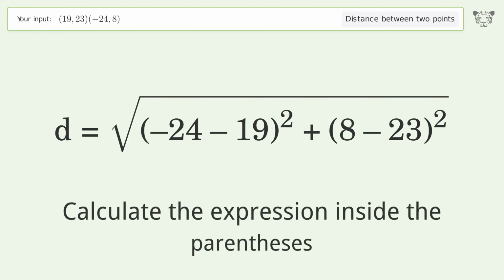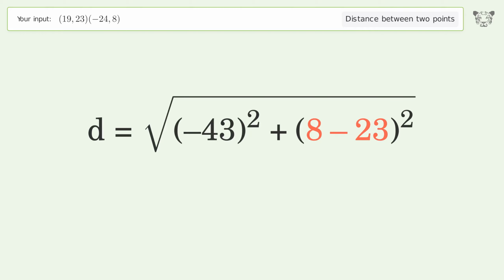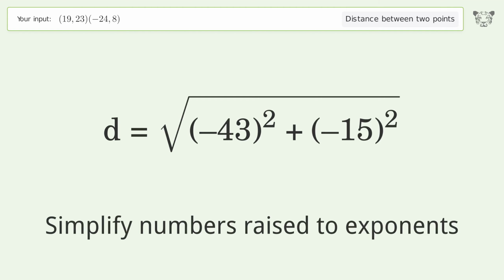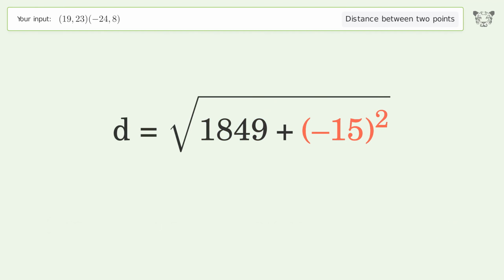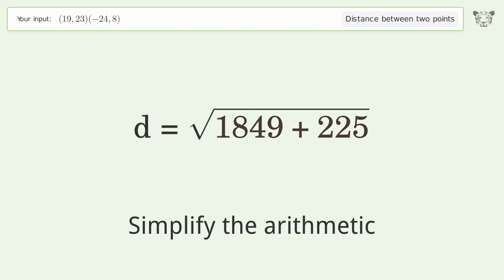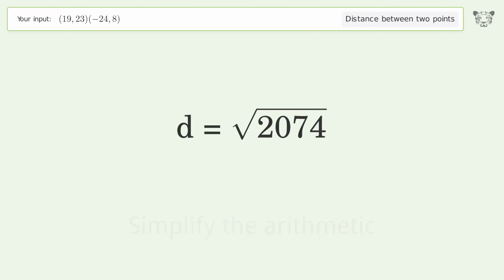Calculate the expression inside the parentheses. Simplify numbers raised to exponents. Simplify the arithmetic. And so the distance between the 2 points is the square root of 2074, or 45.541.